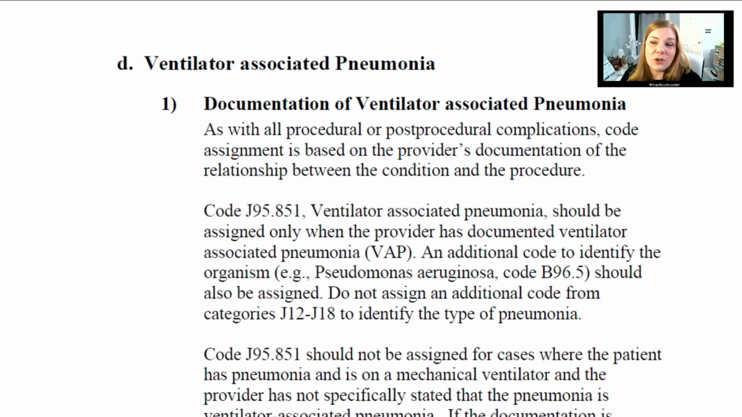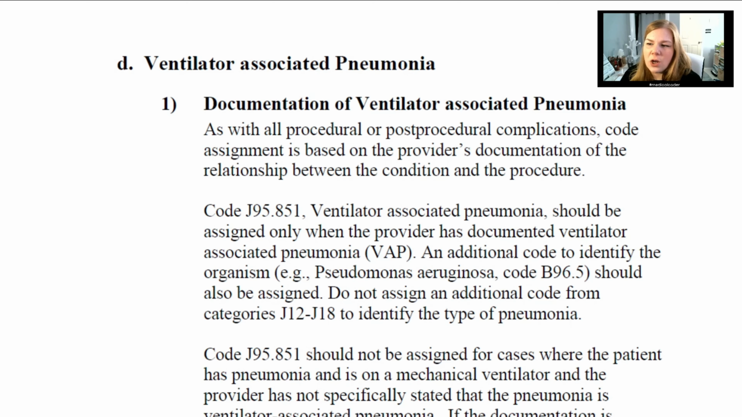Ventilator-associated pneumonia, so documentation of ventilator-associated pneumonia. As with all procedural and post-procedural complications, code assignment is based on the provider's documentation of the relationship between the condition and the procedure that led to that condition. So code J95.851, ventilator-associated pneumonia, should only be assigned when the provider has documented ventilator-associated pneumonia.